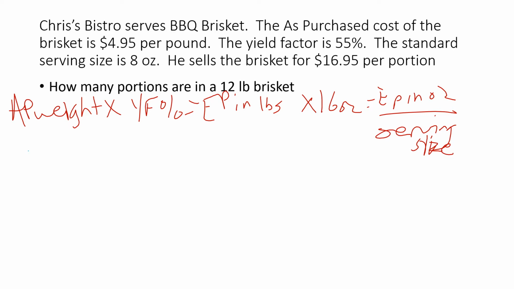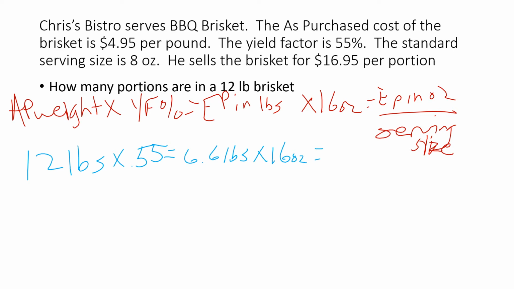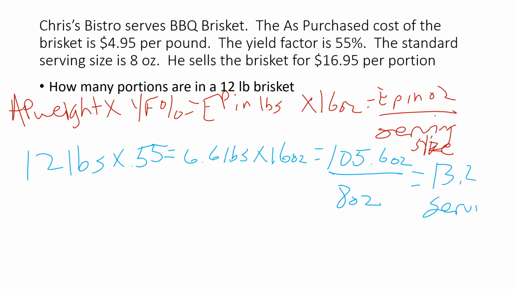Now let's put their numbers to it. So 12 pounds times our yield factor of 0.55 gives us 6.6 pounds. We have 16 ounces in each pound, so we multiply by 16. So we get 105.6 ounces. That's our total edible portion. And now we divide by our 8-ounce serving size, and we get 13.2 servings. Portion, servings, the same thing.